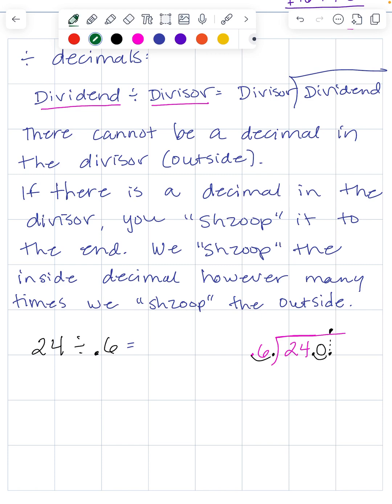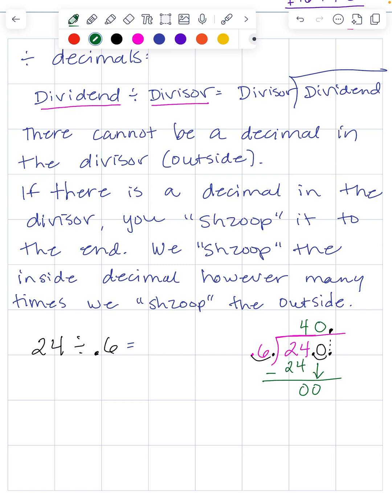So now I'm gonna ask myself, well, how many times does 6 go into 2? It doesn't. How many times does 6 go into 24? 4 times, which is 24. And I'll subtract, there's nothing left, and I'll bring down this 0. We have a 0 there that we have to deal with. How many times does 6 go into 0? It goes in 0 times.